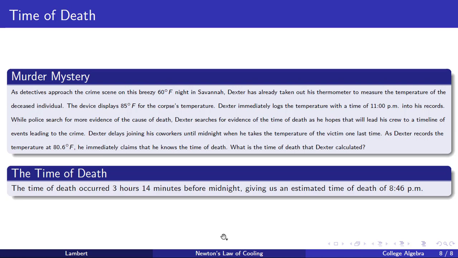So notice it only took a couple of measurements on temperature, and we can actually get a reasonable time of death real quick. And usually they're looking for within an hour or so because they can do the timeline of events. Hopefully this helps you understand the importance of exponential equations and see how Newton's law of cooling actually works.